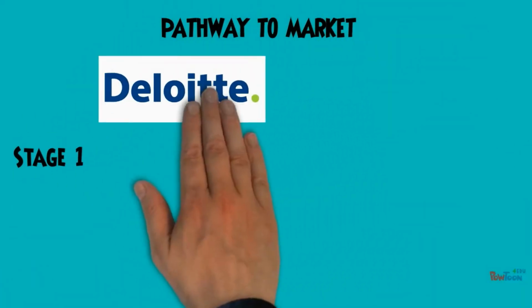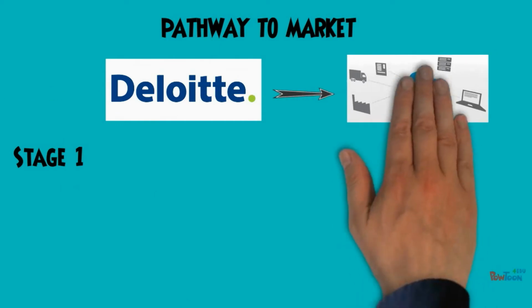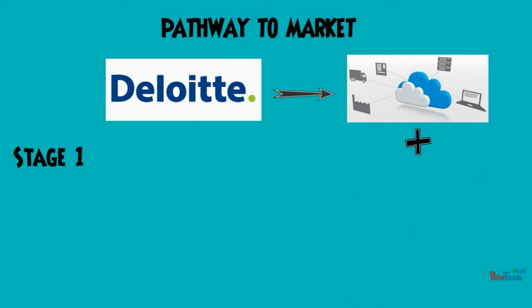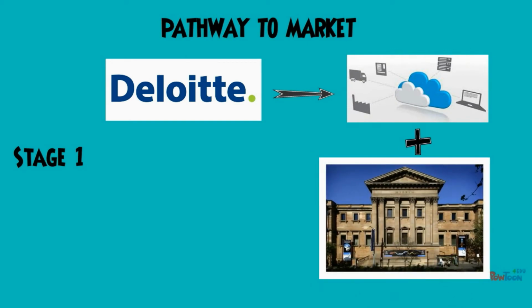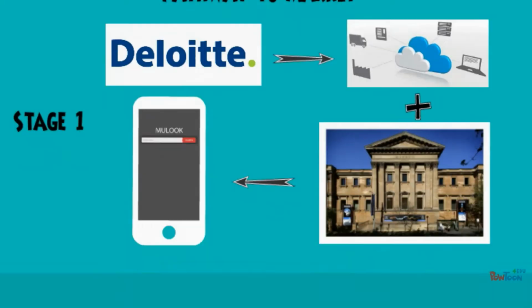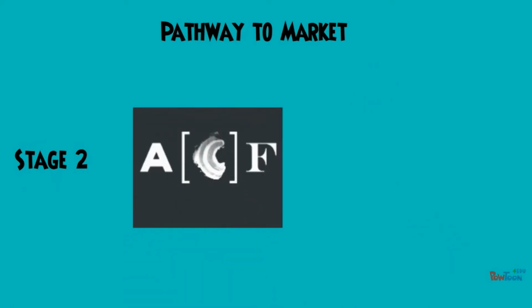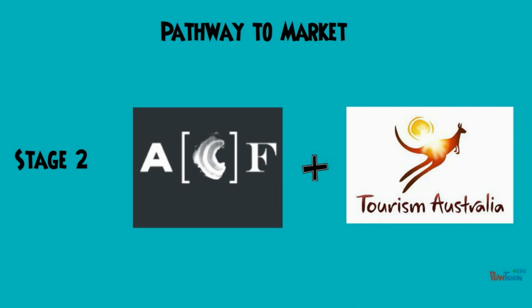Pathway of Mulook to the market. The first stage. Deloitte sets up the team and provides the technology to develop and design the app and database. Then partners with the museums to get access to the audio guides and the museum's database, and uploads this information to the platform. The second stage. Obtaining support and funding from the National Trust Partnership Program, which provides ongoing funding to support activities that increase public awareness, understanding and appreciation of Australia's cultural heritage, with cooperation from the Australian Government to implement this project.